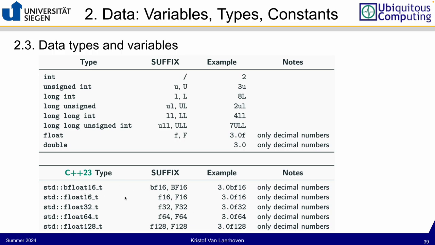The same for these newer types we saw earlier. When you want to really say, I want to have 64 bit floating points, this is how you create your constants. It's a little bit convoluted, but that's the way it is.